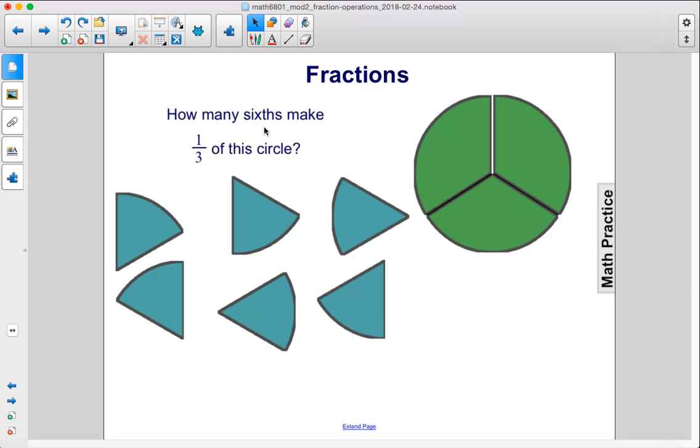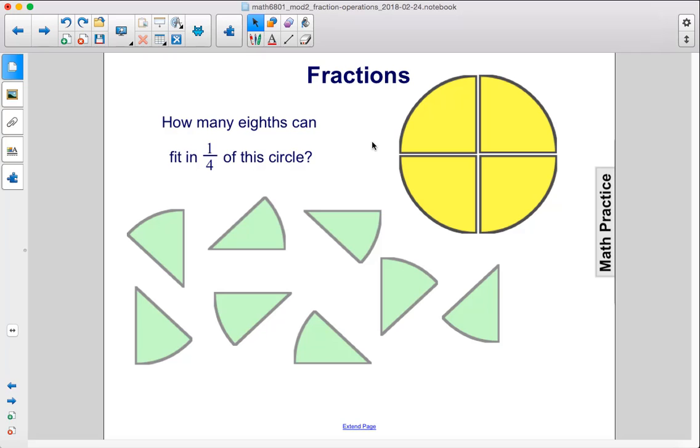How many sixths make 1/3 of this circle? Well, these are sixths because 6 of these would fit into this one circle, and each of these pieces are 1/3 of a circle. So if we take 1/6 and 2/6, that would fill up 1/3 of this circle. So the answer is 2.